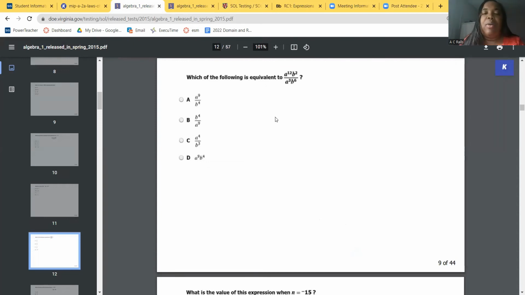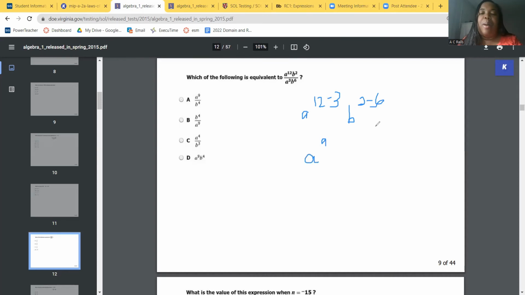It says a to the 12th power b squared, all of that divided by a to the 3rd power b to the 6th. So we know that we have to automatically use the subtraction method in order to get our exponents simplified. So if I'm looking at this scenario right here, we have a to the 12 minus 3 power and b to the 2 minus 6 power. What is 12 minus 3? That's a 9, a positive 9.